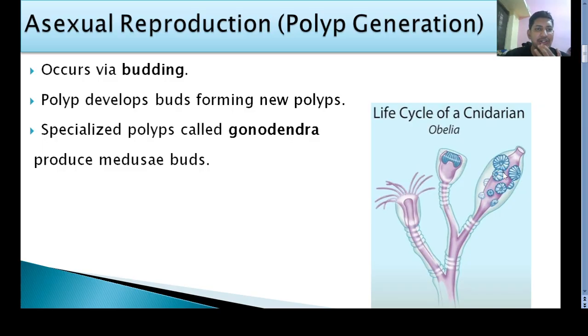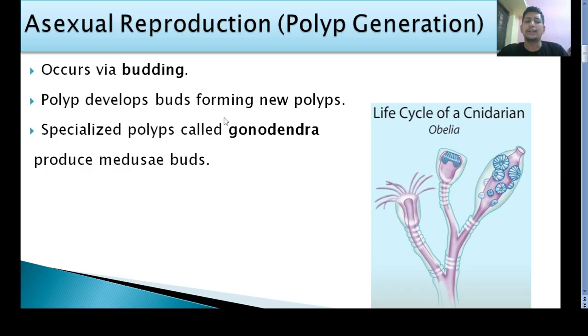Now first we are going to study asexual reproduction. In some textbooks it is mentioned as polyp generation. Both are the same, don't get confused, because the polyp is responsible for asexual reproduction in Obelia, and here it takes place via budding. You know that budding is a type of asexual reproduction where a small bud-like structure is developed on the parent body. Initially it is attached to the parent body and later it gets separated and develops into a new organism.